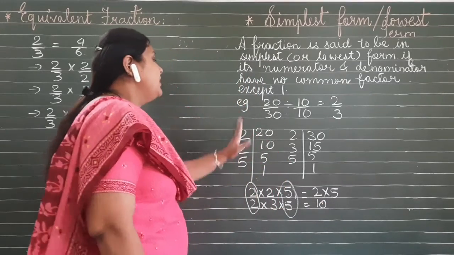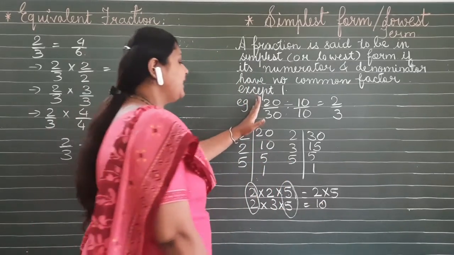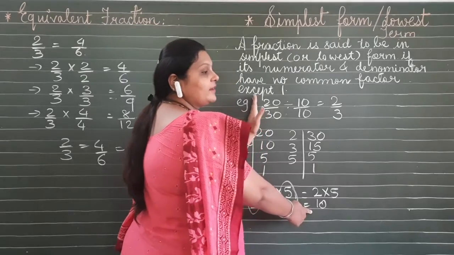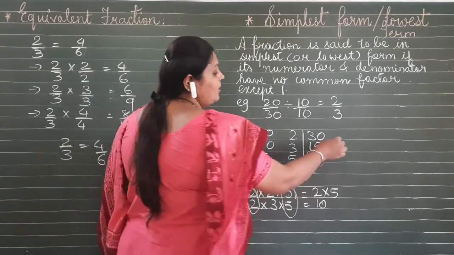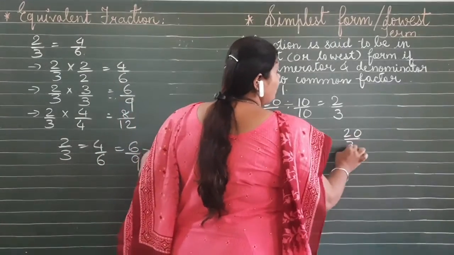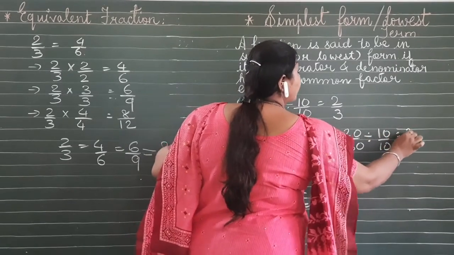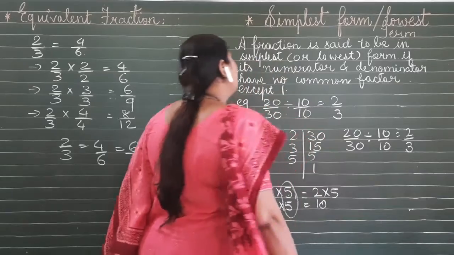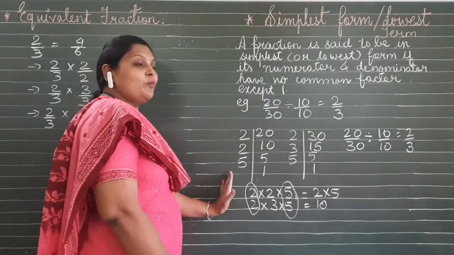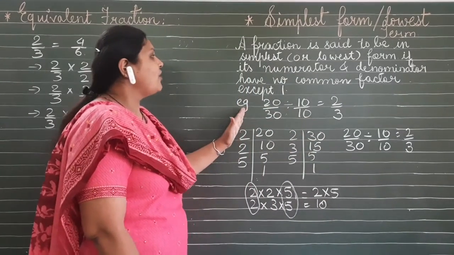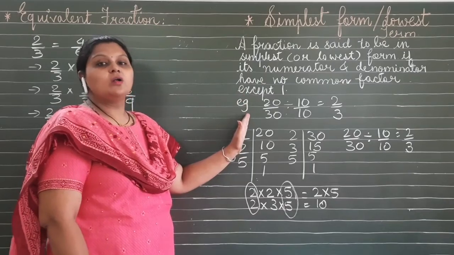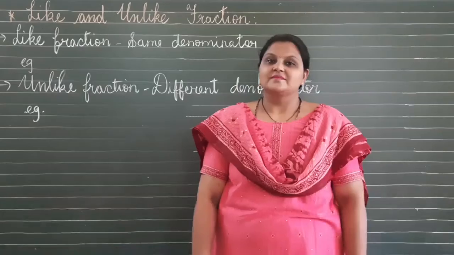Now we will divide 20 upon 30 by whatever the HCF we are getting. So 20 upon 30 divide by 10 upon 10. Again we are getting 2 upon 3. So these are two methods by which we can find simplest form or lowest term.